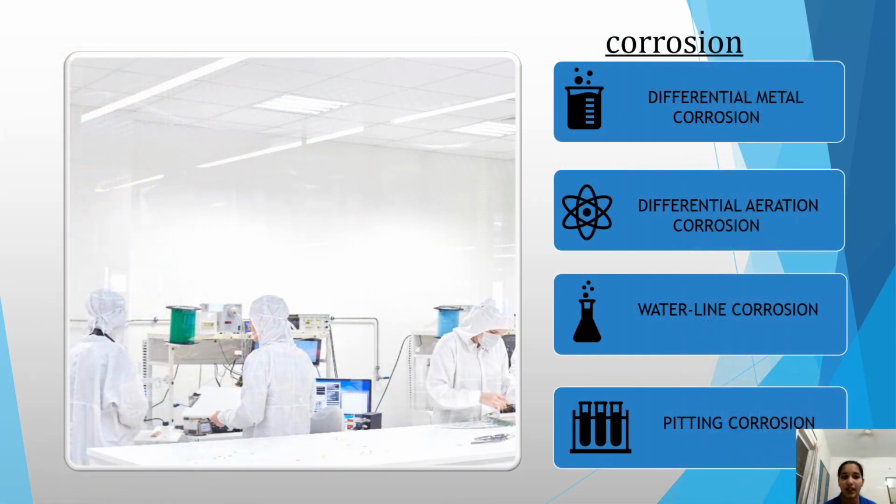In the last slides, we discussed the basic types of corrosion. Now we are going to discuss other types of corrosion like differential metal corrosion, differential aeration corrosion, waterline corrosion, pitting corrosion.